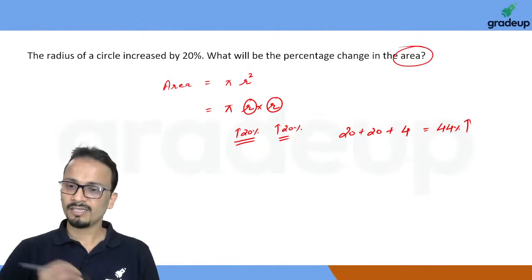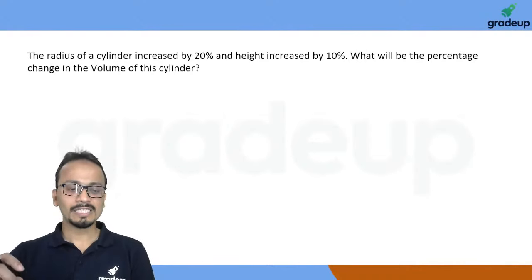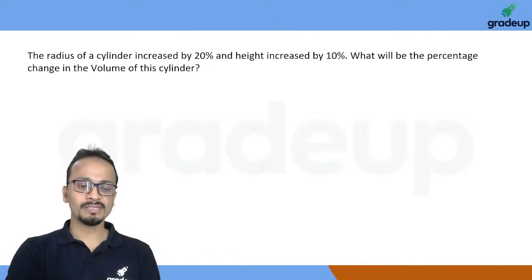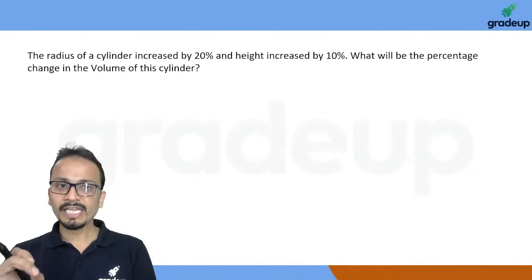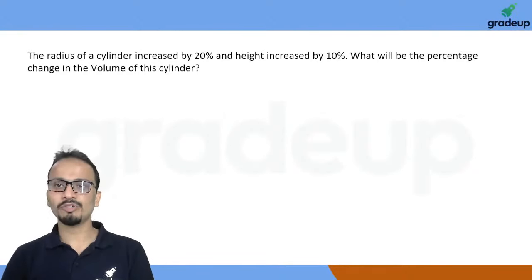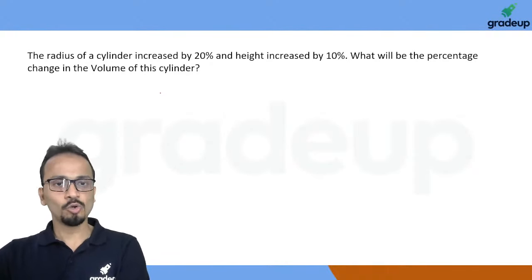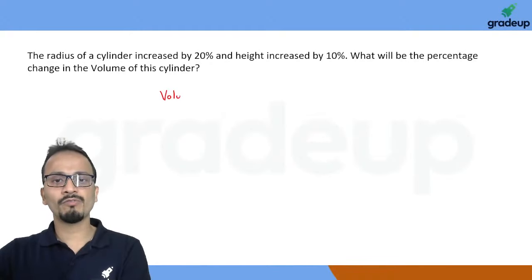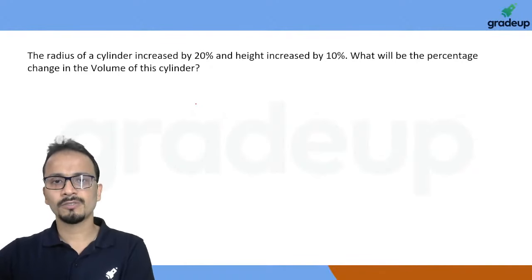Finally, one more example. This is just an extension of whatever we are doing up till this point. The radius of a cylinder increased by 20% and height increased by 10%. What will be the percentage change in the volume of this cylinder? So those who don't know the formula for the volume of cylinder, I'll help them. So volume of cylinder is pi r square h.